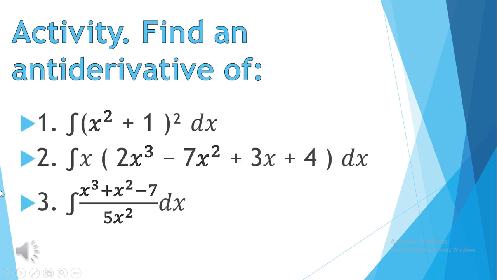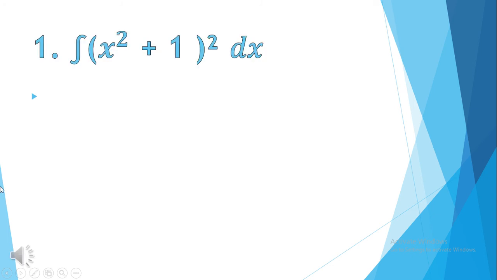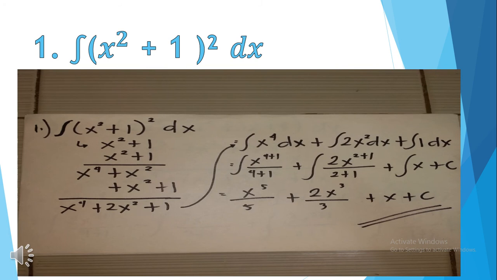Activity. Find an antiderivative of the given functions. In number 1, we need to first solve the inner quantity, which is x squared plus 1. So, x squared plus 1 multiplied by x squared plus 1 is equal to x to the fourth plus 2x squared plus 1.